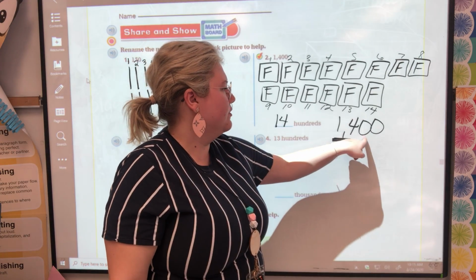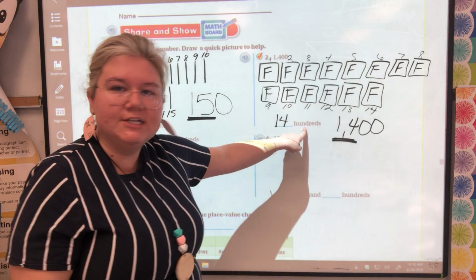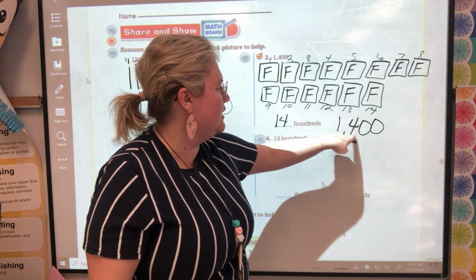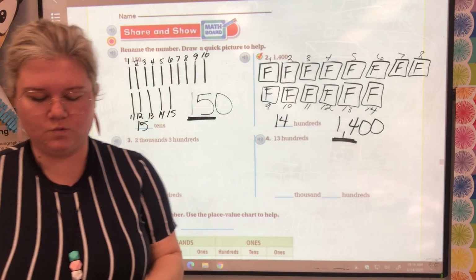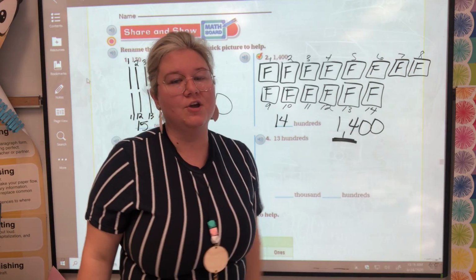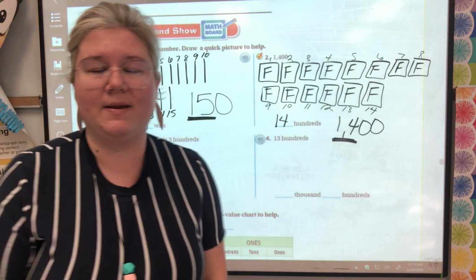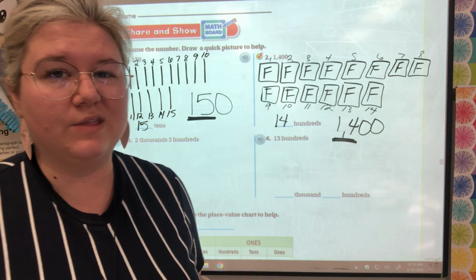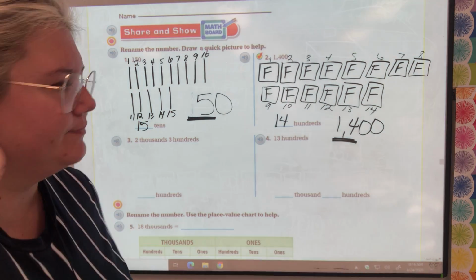in 1,400. There are 2 zeros. How many zeros are in 100? 2. It's a way to check your answer. And another way to say 1,400 is fourteen hundred. You might hear your family say that at home. My parents say that all the time. I usually say 1,400, but they're like fourteen hundred.